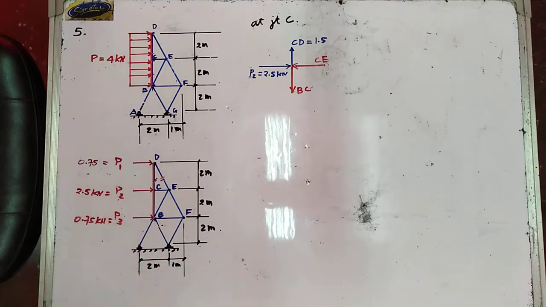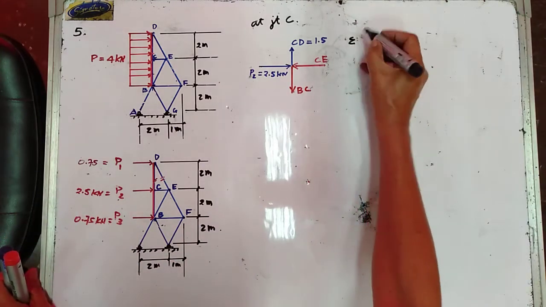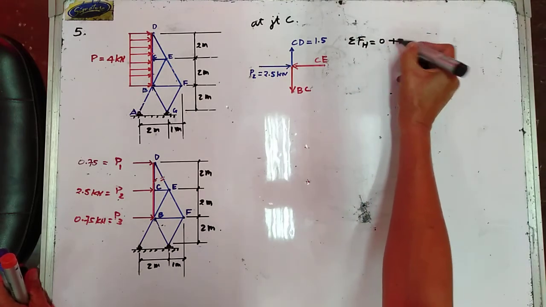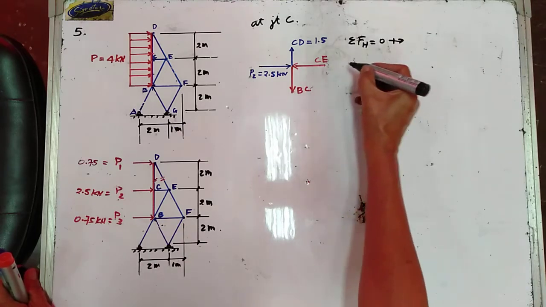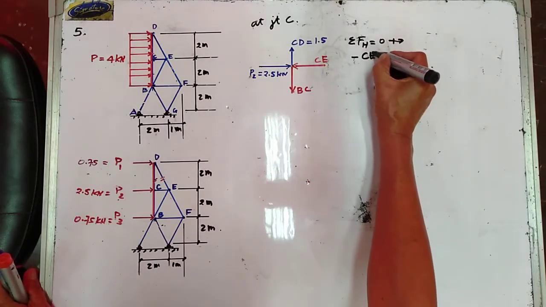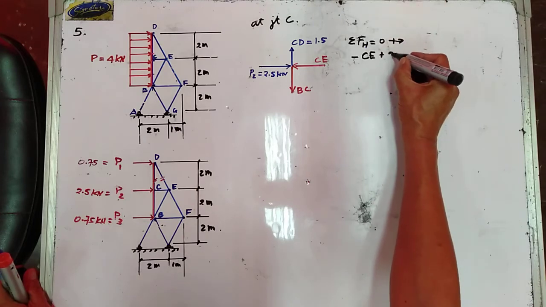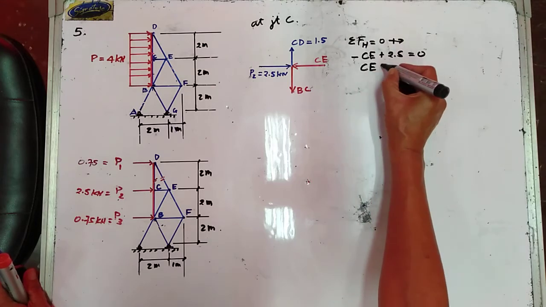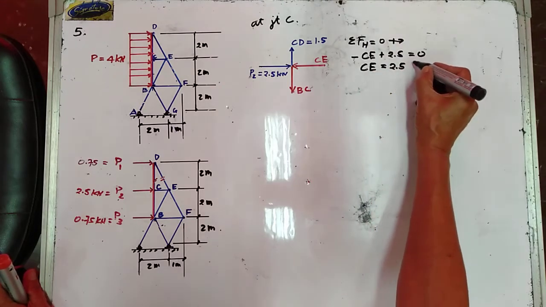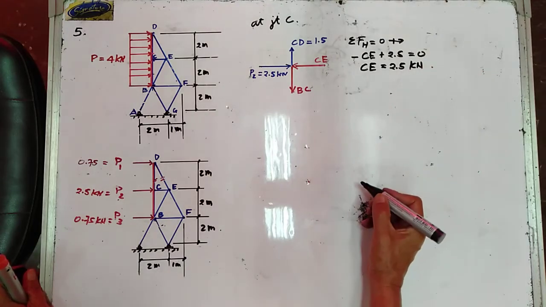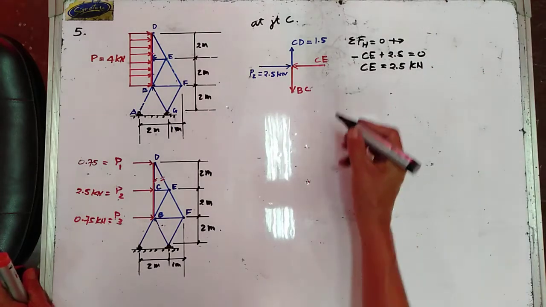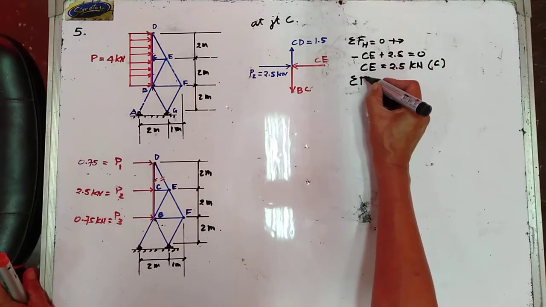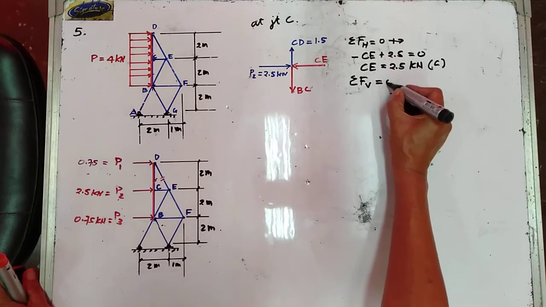So we have summation of forces horizontal is equal to 0, to the right forces positive. So, minus CE plus 2.5 is equal to 0. So, your CE is equal to 2.5 kilonewtons. We get a positive value, hence the assumed direction is correct. That is in compression.